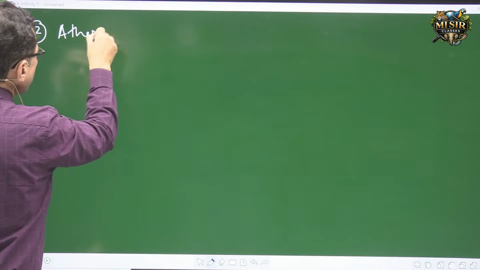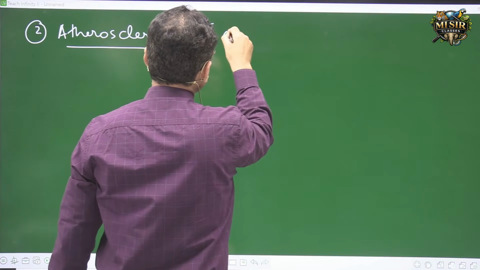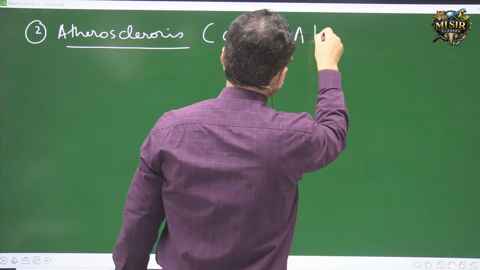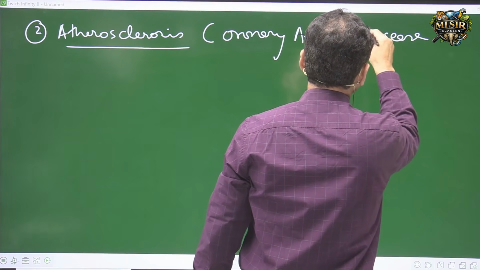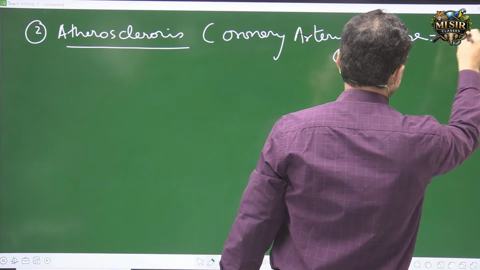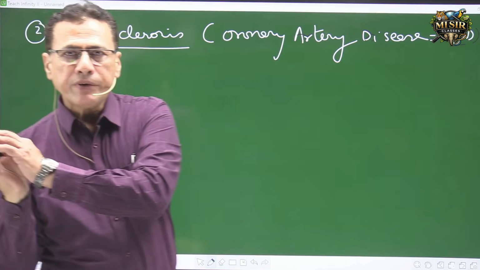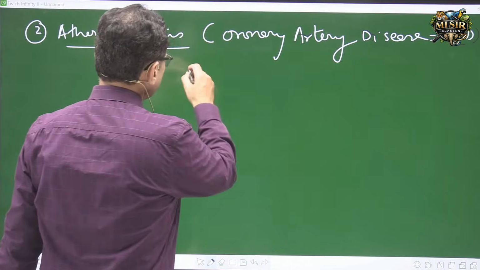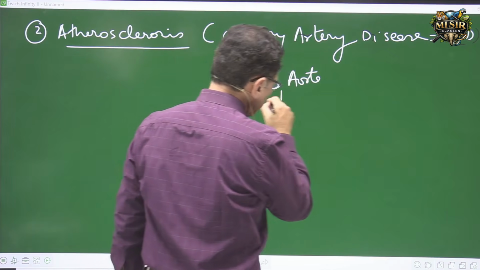Now the second disease which is discussed in NCERT is atherosclerosis, coronary artery disease, commonly called CAD. Now, when the left ventricle pumps out the blood through the aorta, the root of the aorta gives out the coronary blood supply.